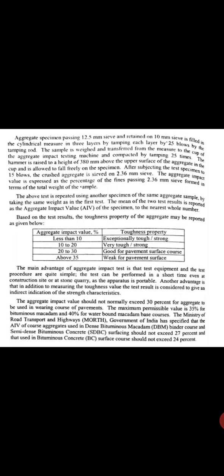Based on the test results, the toughness property of the aggregate may be reported as given. These are the aggregate impact values and these are the toughness properties. If it is less than 10, exceptionally tough and strong; 10 to 20, very tough or strong; 20 to 30, good for pavement surface courses; above 35, weak for pavement surface.